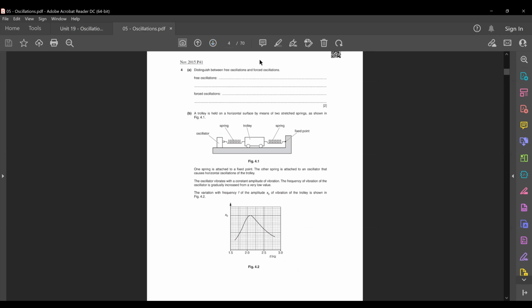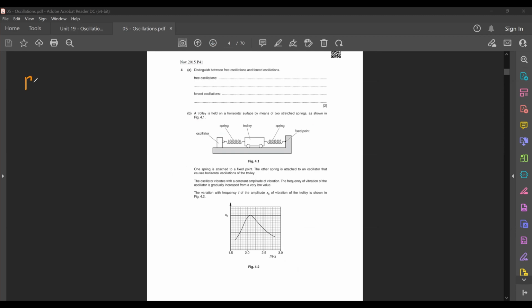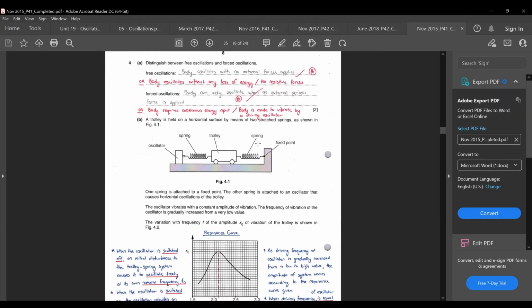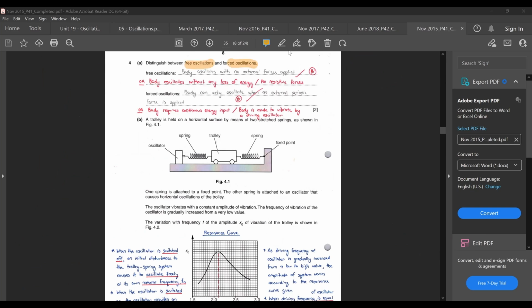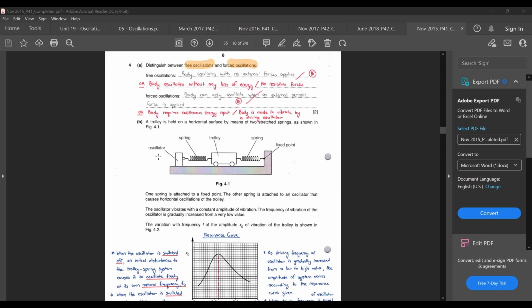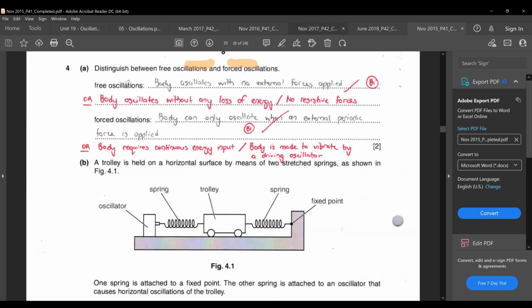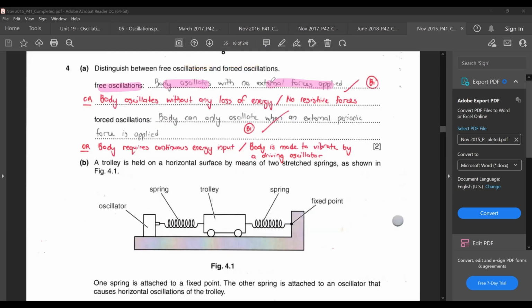If you look at page 4 of your worksheet, distinguish between free oscillations and forced oscillations. So just now we actually went through the characteristics of both. Now for free oscillations, you can just say that the body oscillates with no external forces applied, which is related to what I just mentioned to you just now.